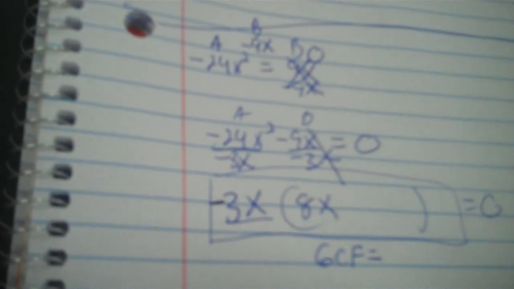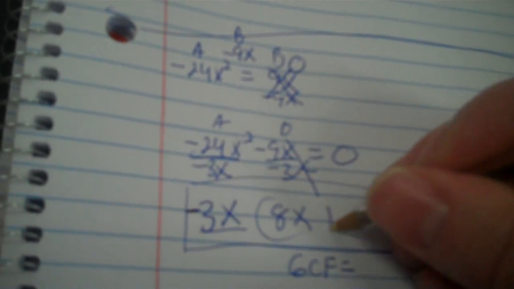So negative 24 divided by negative 3 is positive 8, and then I would have just x on the 8, not x to the second. And then I divide that as negative 9 divided by negative 3. I know that's a minus, but we're going to put it with the 9 as a negative. So that's going to be plus 3.